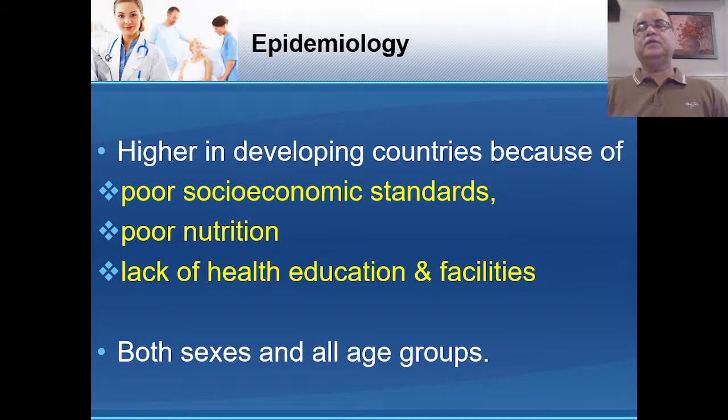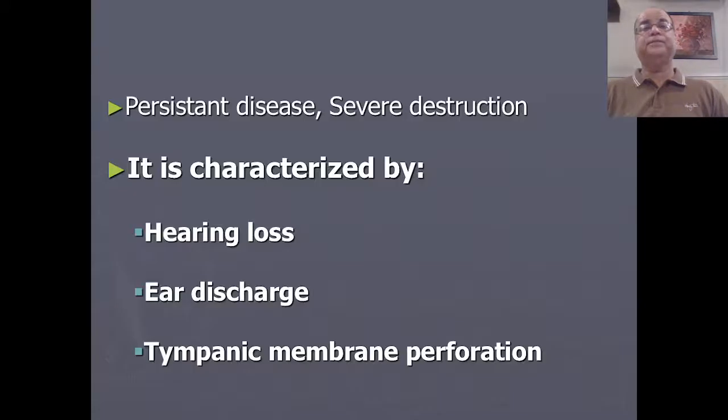In poor and developing countries, the incidence of suppurative otitis media is high, again because of poor socioeconomic status, poor nutrition, a lack of health education, and lack of health facilities. Both sexes are equally affected by this disease, and it is prevalent in all age groups. It is a persistent disease with severe destruction in one of its varieties. It is characterized by hearing loss, ear discharge, and tympanic membrane perforation.